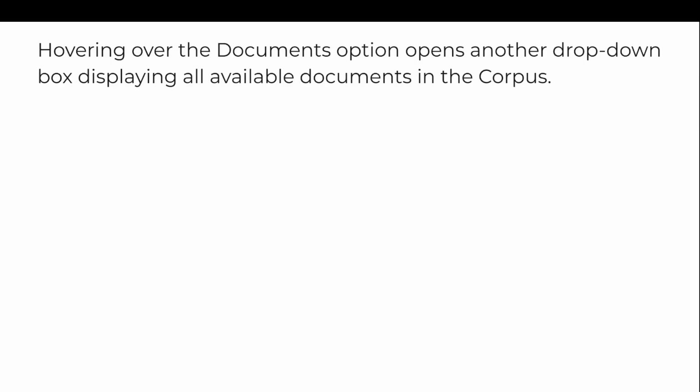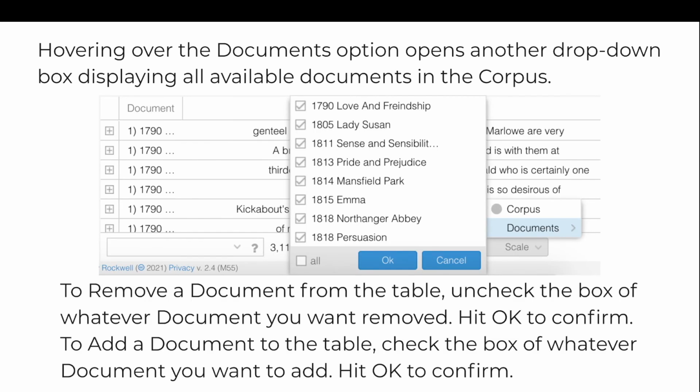Hovering over the Documents option opens another drop-down box displaying all available documents in the corpus. To remove a document from the table, uncheck the box of whatever document you want removed. Hit OK to confirm. To add a document to the table, check the box of whatever document you want to add. Hit OK to confirm.